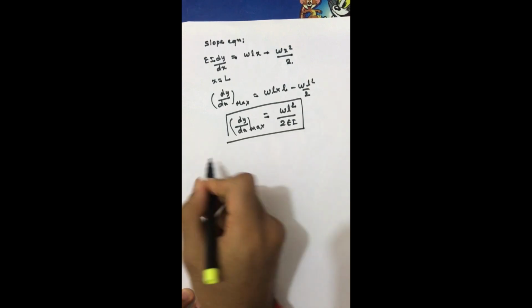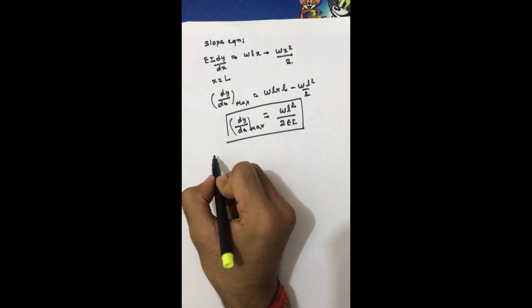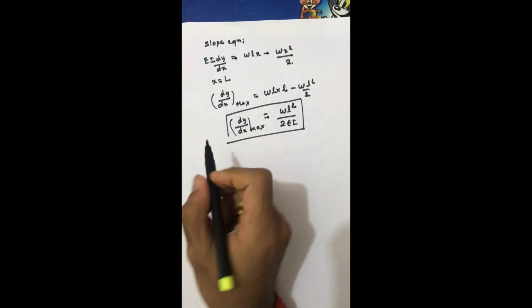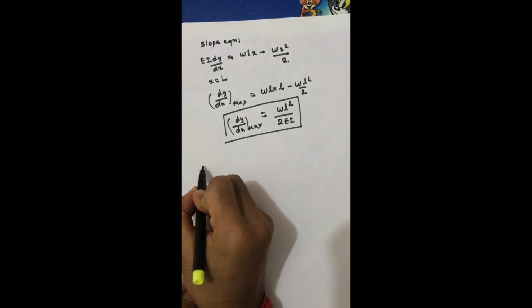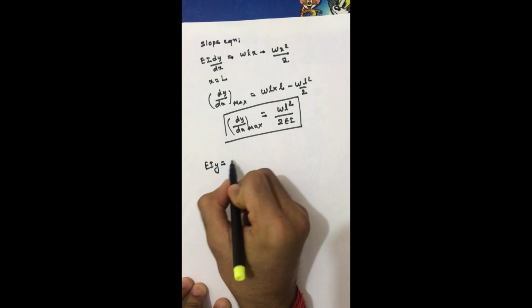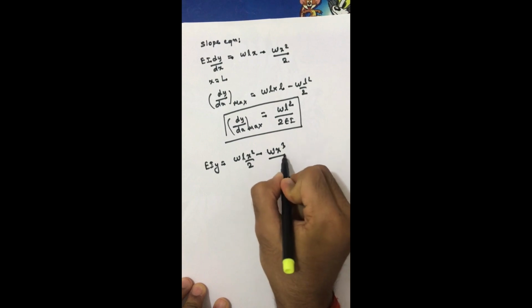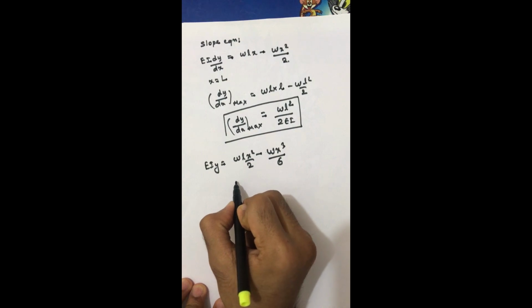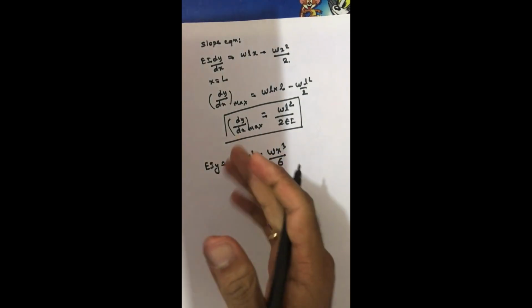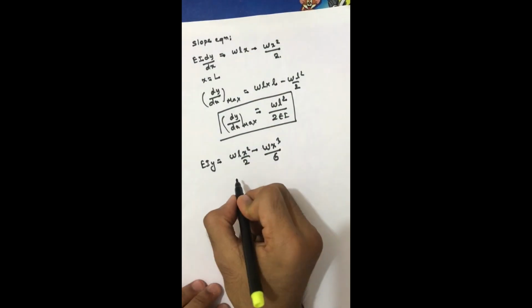This is our maximum slope, and now we are interested in finding maximum deflection, and for that I will use the deflection equation which I have obtained here. EI y equals w x square divided by 2 minus w x to the power of 3 divided by 6, and here I will put x equals L in order to get maximum deflection. Here only I am getting maximum deflection also, so I will put x equals L, right?